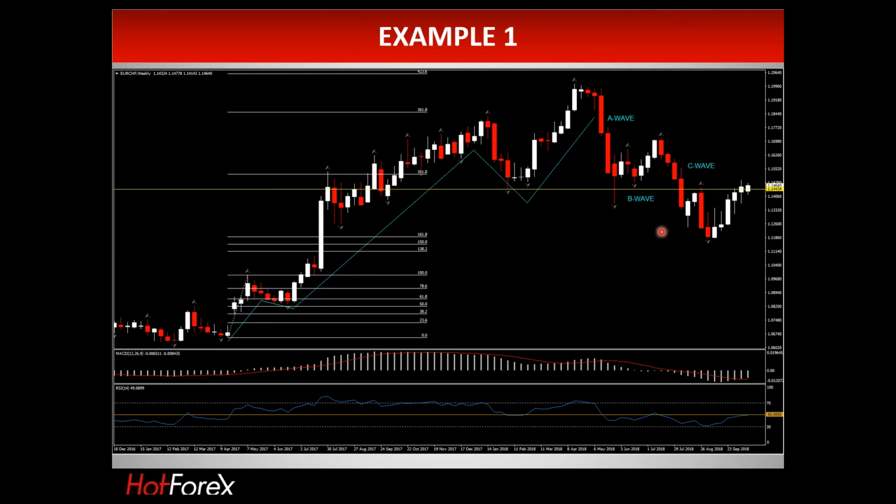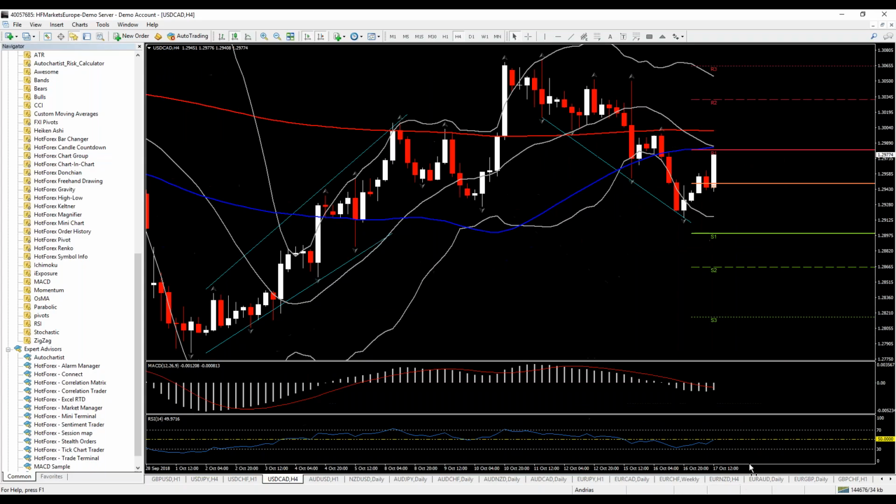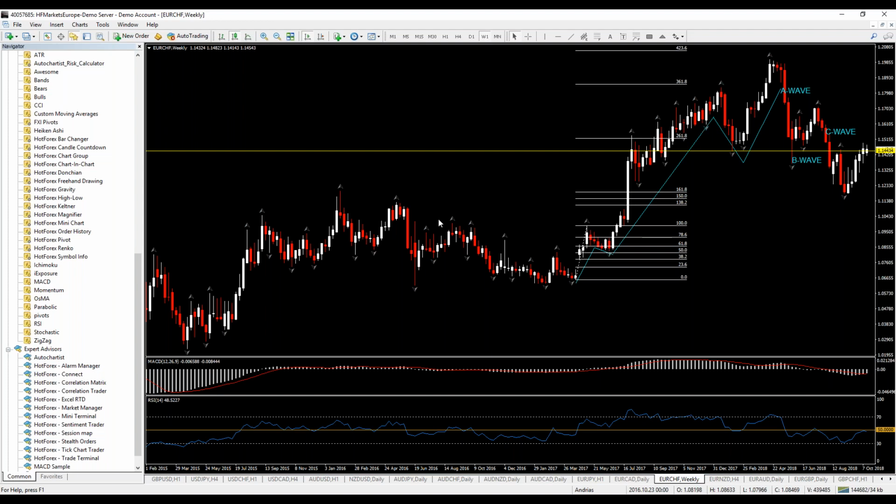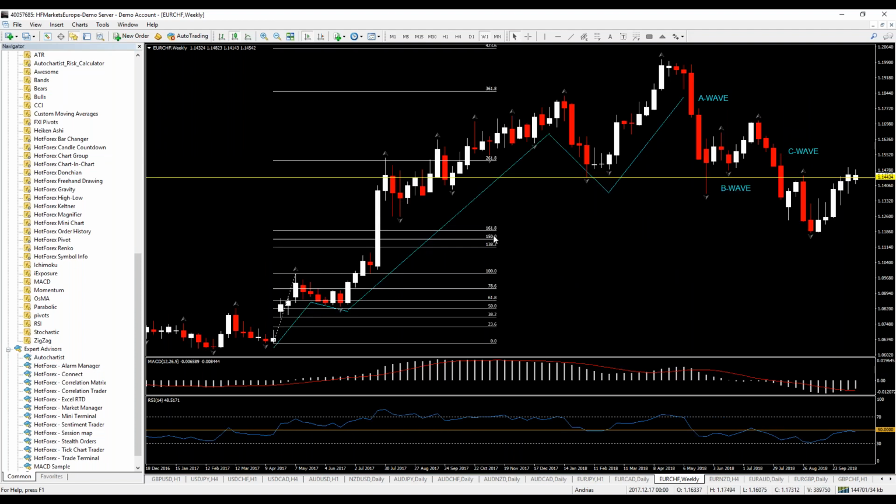So as we said, let me go back to my MT4. Euro Swiss, here we are. We were in a sideways movement, slightly down but quite neutral for a long time during 2016 and so on. But we had this peak in the middle of 2017. So we have seen this wave one.